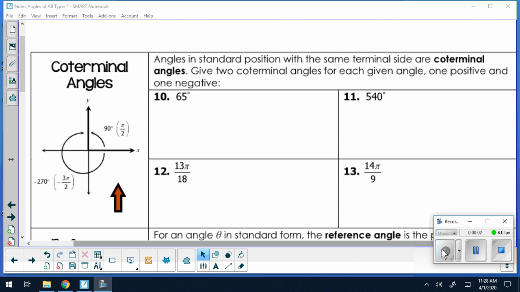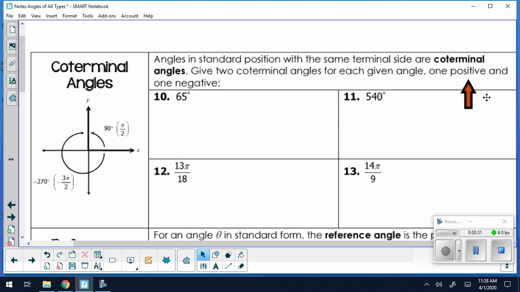In this video, we are going to look at coterminal angles. Angles in standard position, which means your vertex is on the origin, your initial side is on the positive x-axis, with the same terminal side are called coterminal. So coterminal angles have the same endpoint.